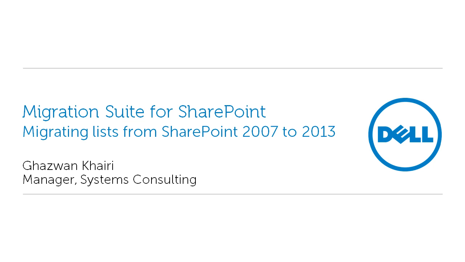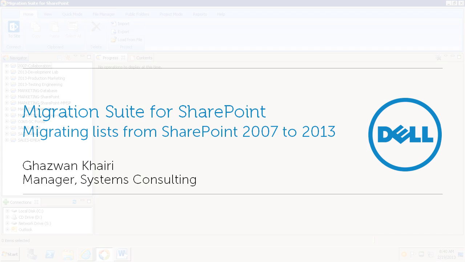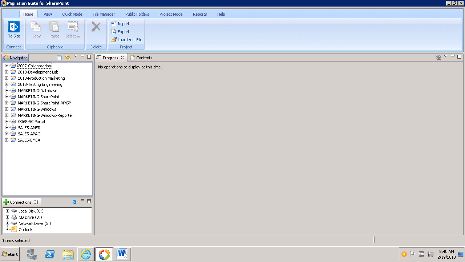Today I'll be walking you through a migration of a list from SharePoint 2007 directly to SharePoint 2013. We're obviously going to be leveraging the Migration Suite for SharePoint provided by Dell Software. This is the interface for Migration Suite for SharePoint. First thing we need to do is connect to the various sites we want to be migrating from and to.